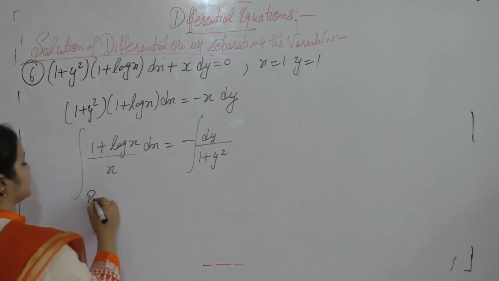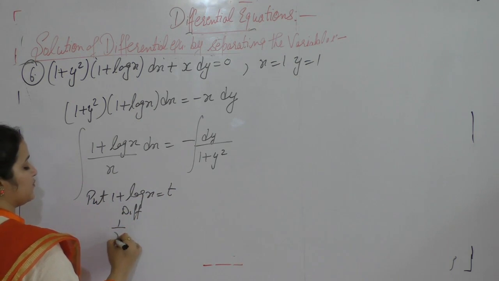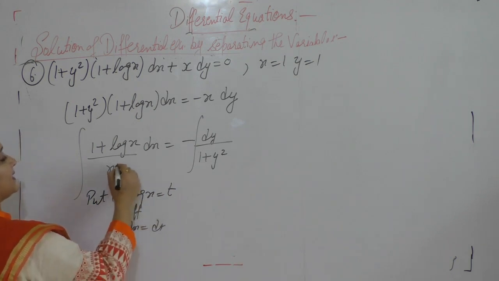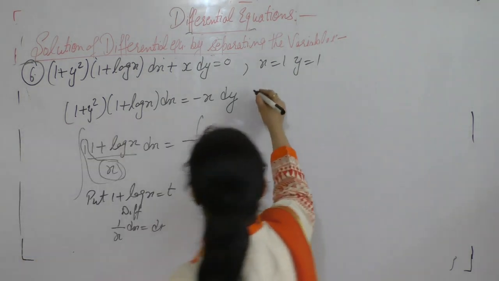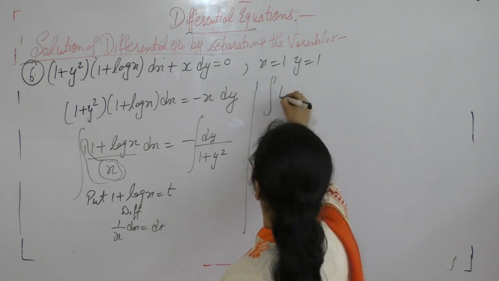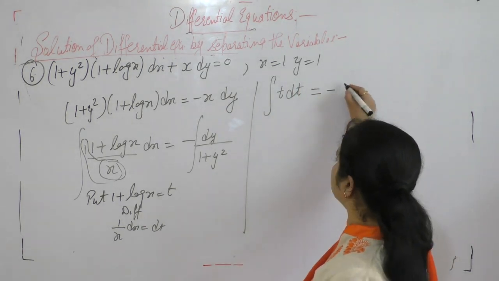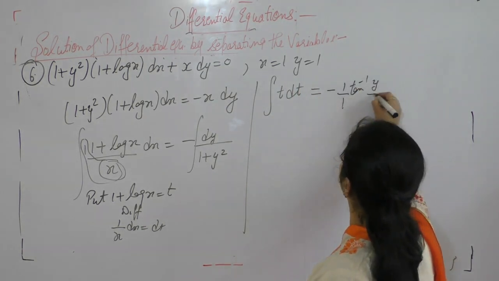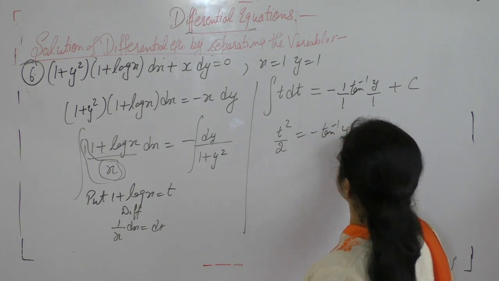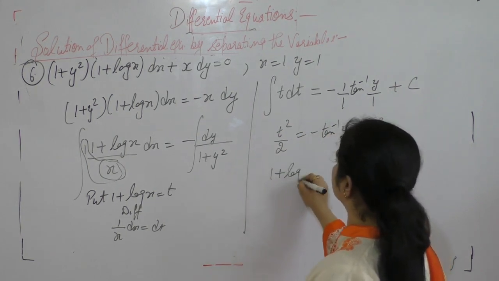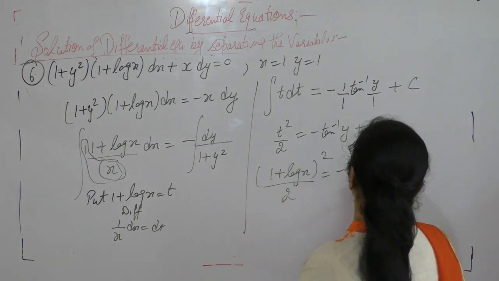Here put 1 plus log x as t. Derivative of 1 is 0, derivative of log x is 1 upon x. So (1/x) dx is equal to dt. 1 plus log x is t, so integral of t dt. Integral of 1 upon x square plus a square is 1 upon a tan inverse x upon a. Integral of t, what is t here? 1 plus log x, so (1 + log x) whole square by 2 is equal to minus tan inverse y plus c.